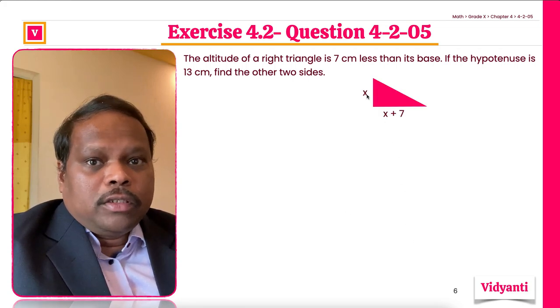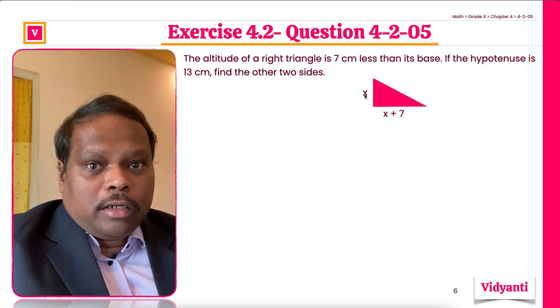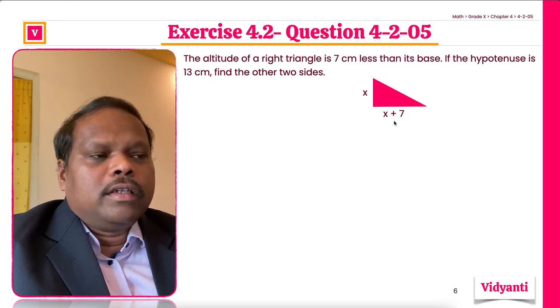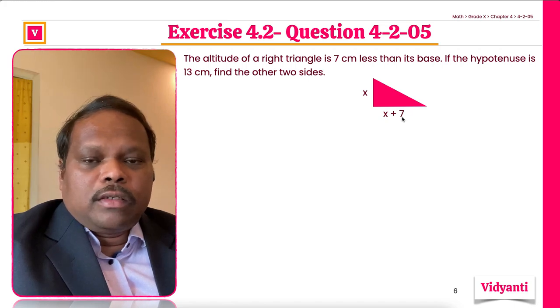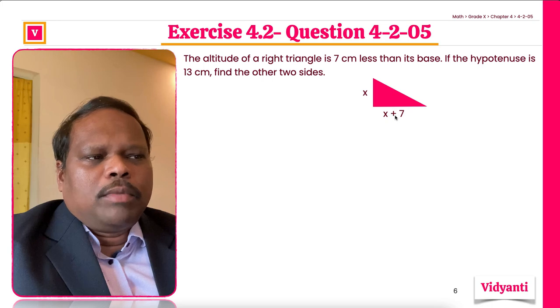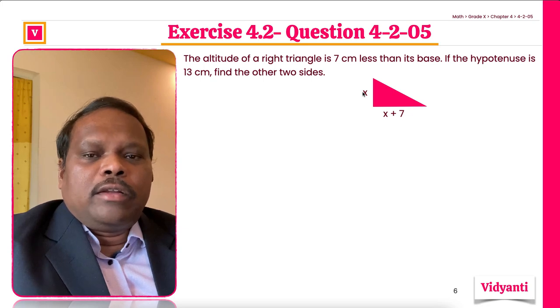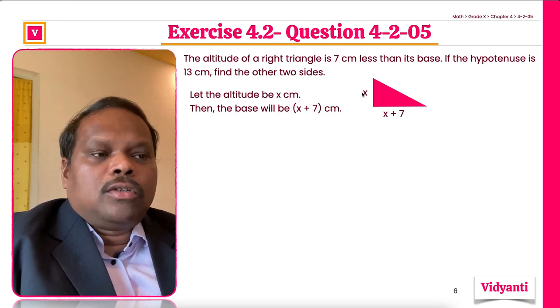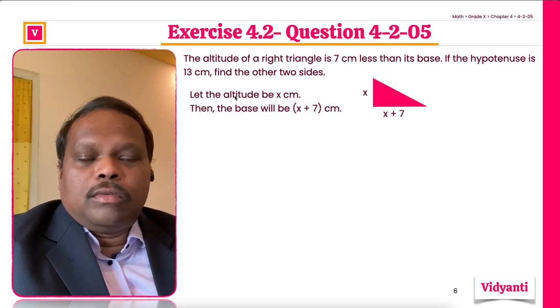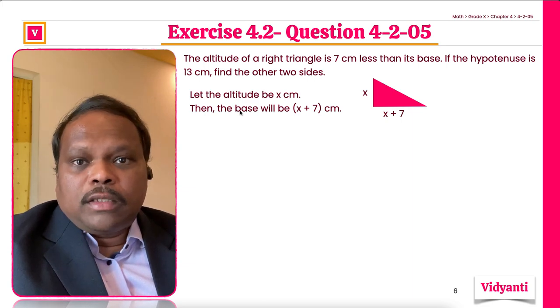This altitude is shorter and the base is longer. So the shorter side, altitude, we will assume as x, and the longer side, base, we will assume as x plus 7. Some people can assume this x and then this will become x minus 7, but we'll try to avoid negative signs as far as possible. So let's write that down. Altitude will be x, and the base will be x plus 7.